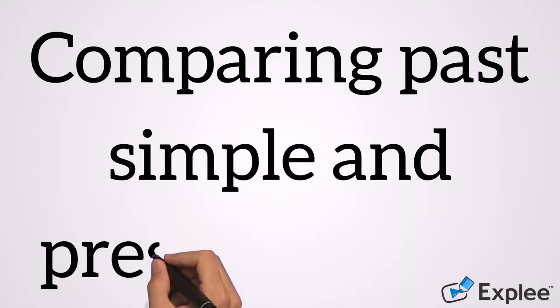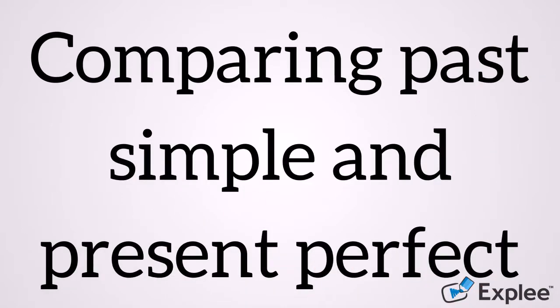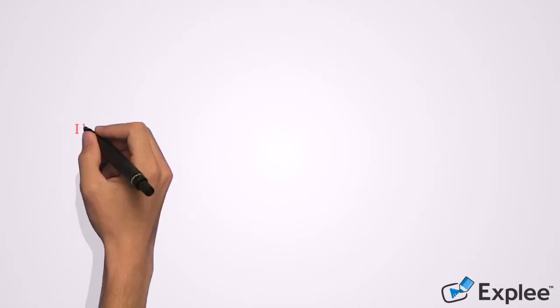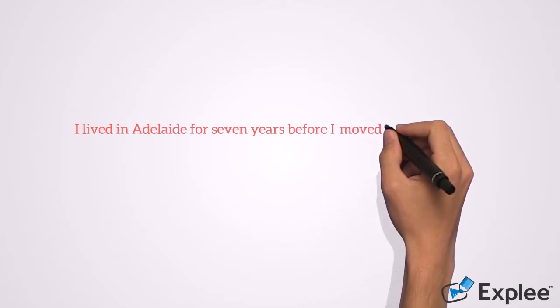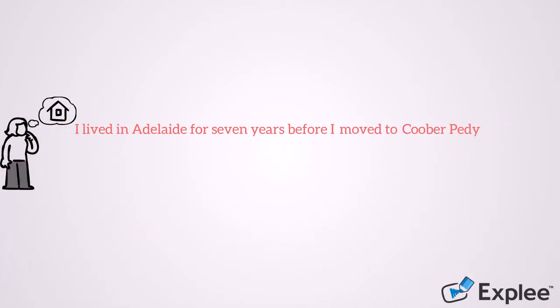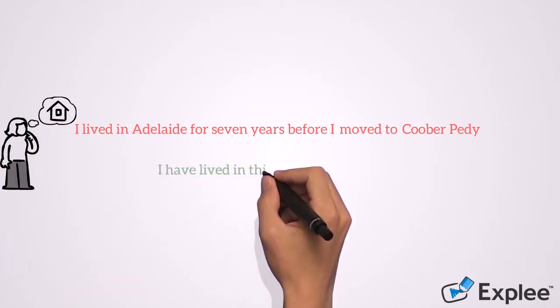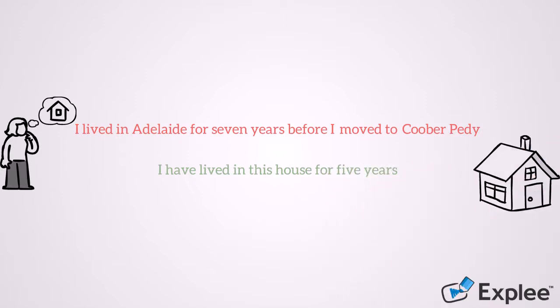Today we're going to look at when we use past simple and present perfect. Look at the two example sentences from the text. I lived in Adelaide for 7 years before I moved to Coober Pedy. I have lived in this house for 5 years.